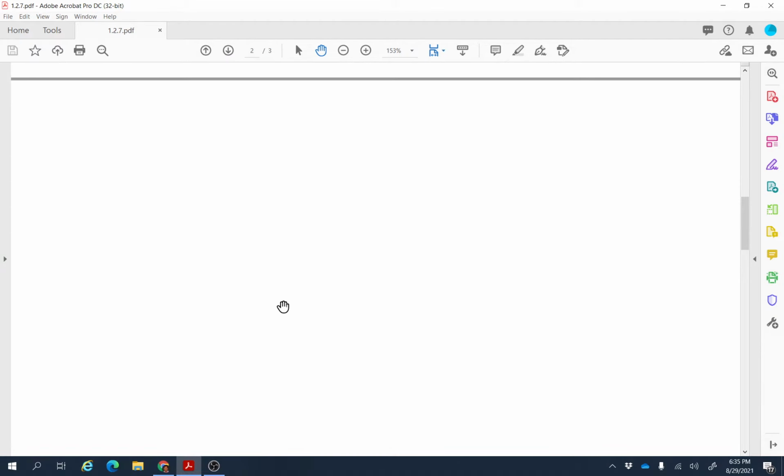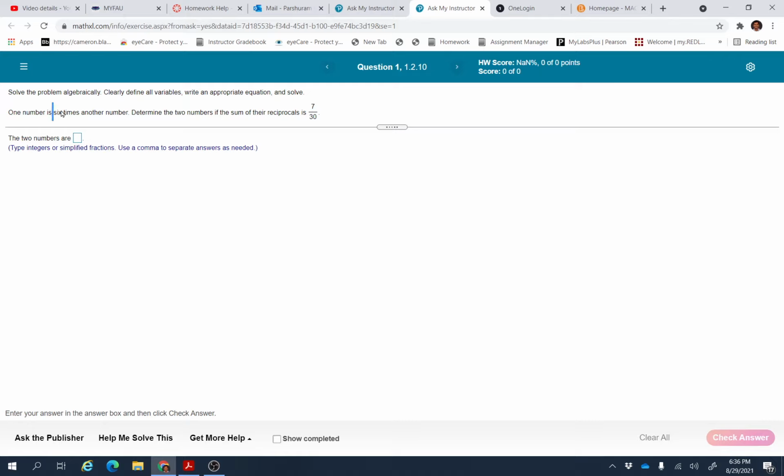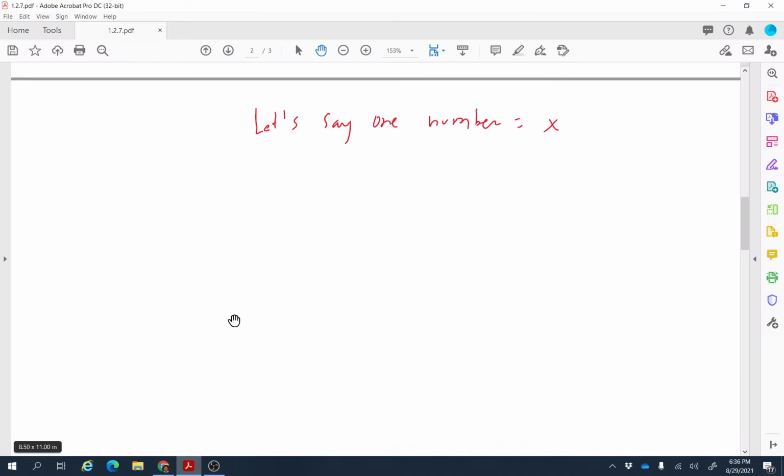So we start with, let's assume that one number is x. If you look back at the problem here, it says one number is 6 times another number. So that means the other number, remember there are two numbers, equals 6 times x.